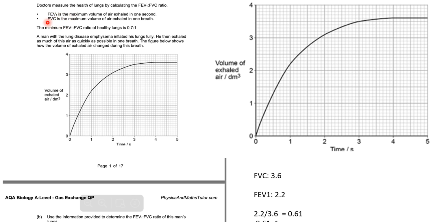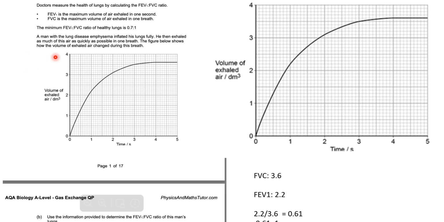Now FVC, forced vital capacity. What does that mean? It's the maximum volume of air exhaled in one breath. Nothing about seconds or timing, guys. One complete breath. The first one is about 1 second. Both of them, you are blowing out, trying to exhale as much as you can, as fast as you can. But one of them is measuring the first second, and the second one is measuring the whole volume of air from the beginning all the way till the end of the breath. Even if your breath is long or short, it doesn't really matter. It's the end of the breath.